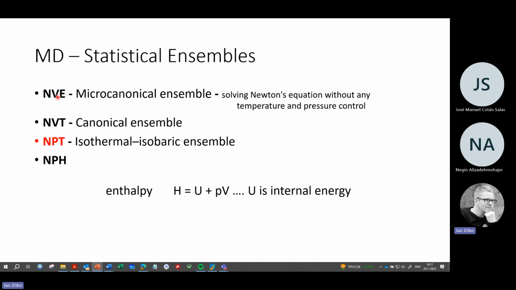We can also use the so-called microcanonical ensemble, which is without any temperature and pressure control. So we are controlling only the number of particles, N, which is set, the volume of the system, V, and E, that's for energy. So the energy is set, but we don't care about the temperature, pressure, or volume.